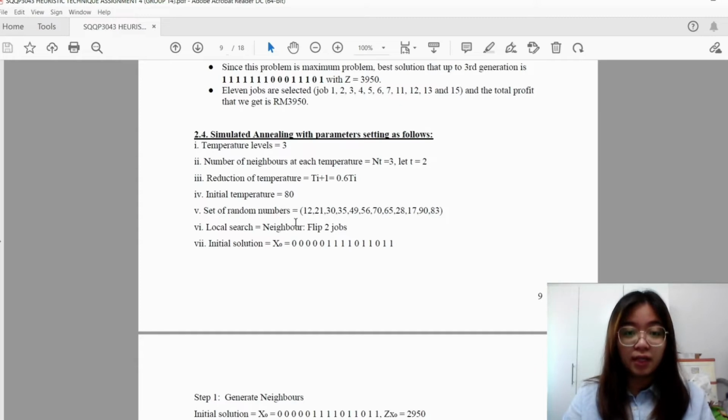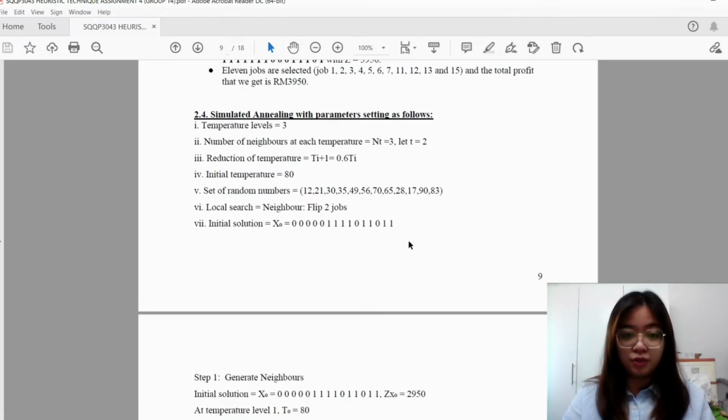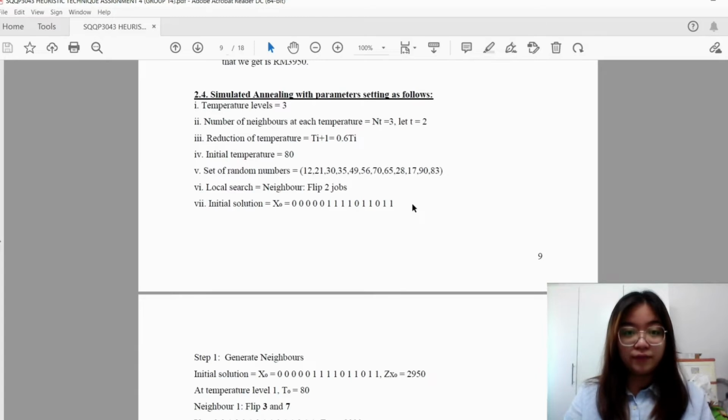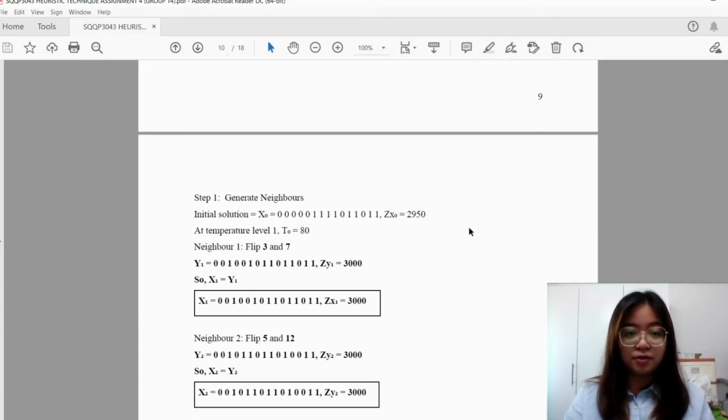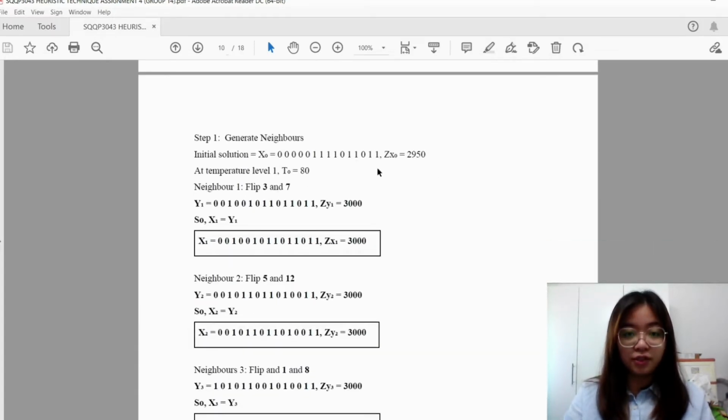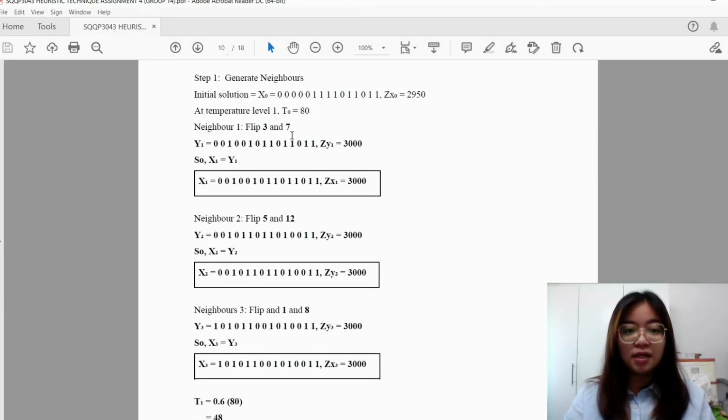The set of random numbers is 12, 21, 30, 35, 49, 56, 70, 65, 28, 17, 90, and 83. So in each local search, we flip 2 jobs. So these are the initial solutions. In step 1, we will generate the neighbors using the initial solution and temperature level 1. We will flip jobs in each neighbor, and we are going to do 3 neighbors.